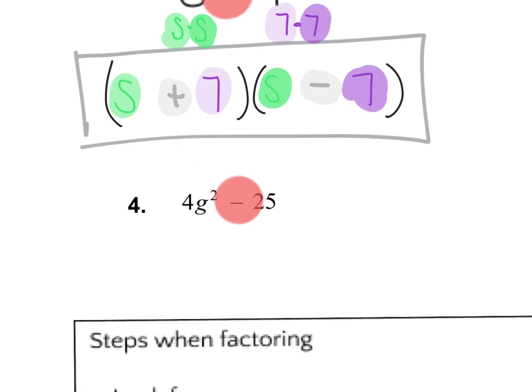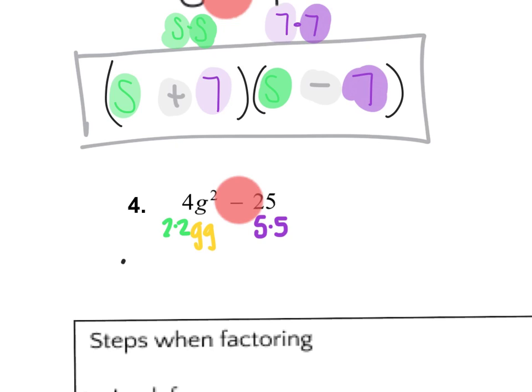Now, if you look at problem 4, it says 4g squared minus 25. So this one looks a little bit different, because notice here it doesn't just have a letter squared, it has a number and a letter. Well, if I look at each piece of that, starting with the 4, 4 is 2 times 2, and g squared is g times g, and then 25 is 5 times 5. So this is still a difference of perfect squares, because every single piece of this is in fact a perfect square.